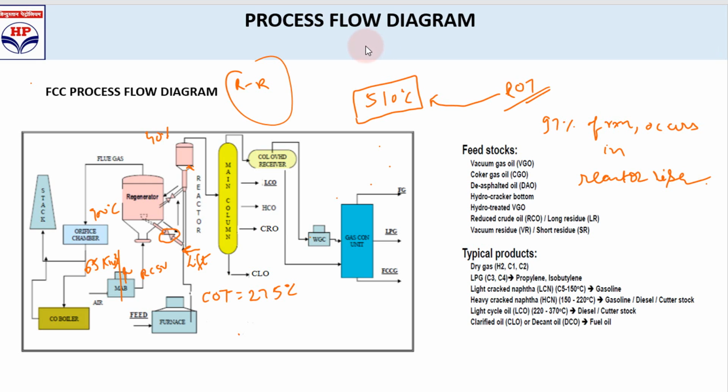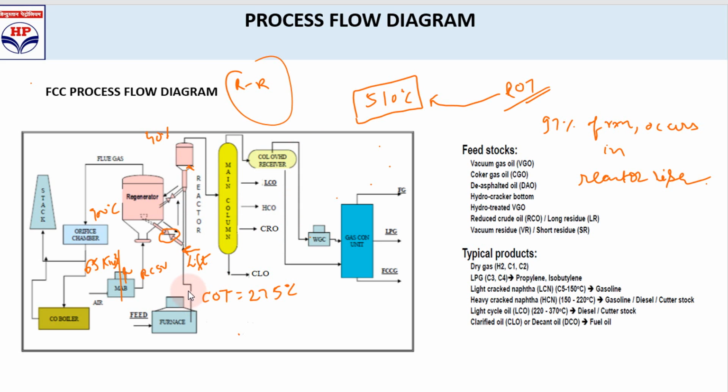Yes, sir. How are we establishing the RR cycle in FCC? Any doubt till now? One doubt, sir. You said about the endothermic reaction rate. Where does it take place? See, after feed, this is a reactor, correct? I told you.